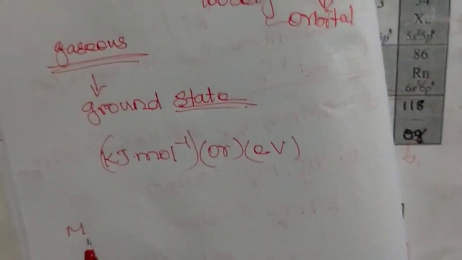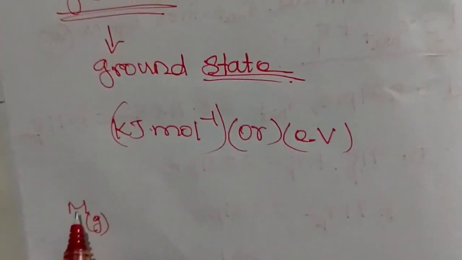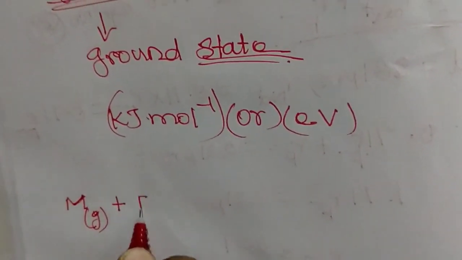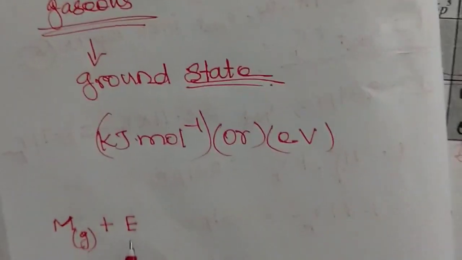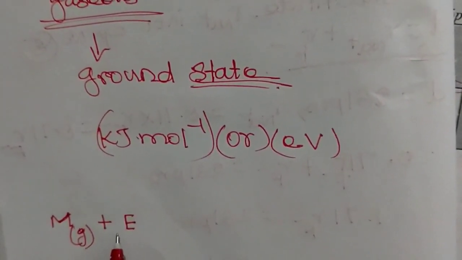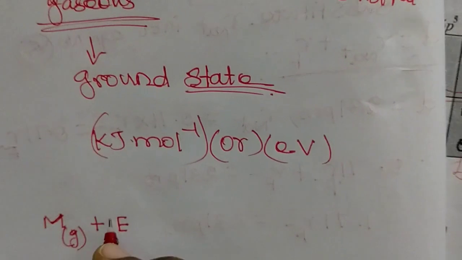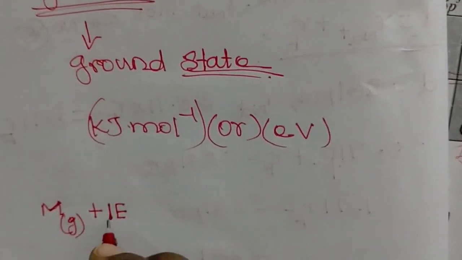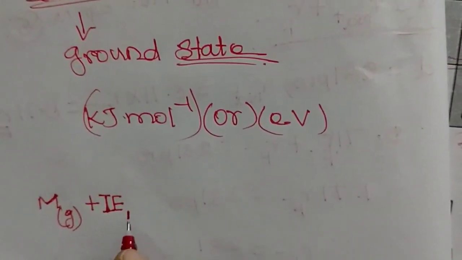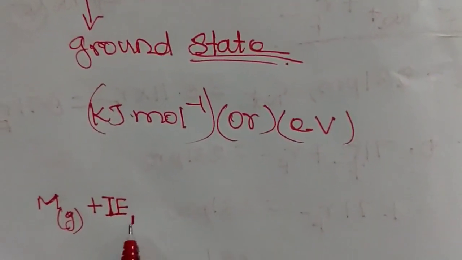Take one gaseous atom. G is gaseous, and this M is one atom. It requires some energy. It is the minimum amount of energy required to remove a loosely bound electron from an orbital. So here this is the first energy. You put here first energy, ground state, ionization energy 1. Okay, this is first.